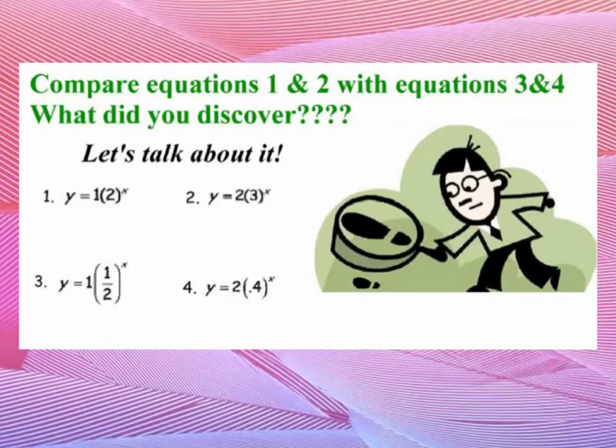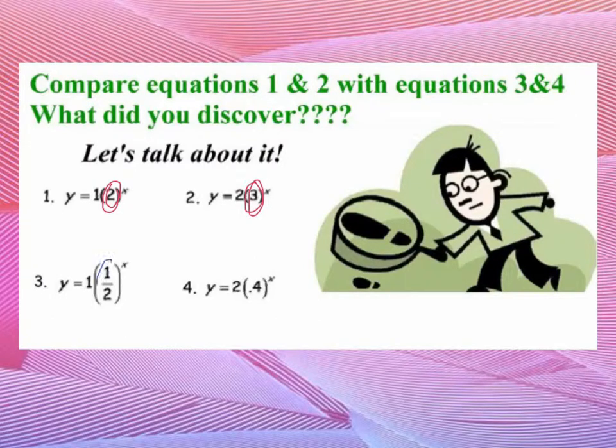Okay, now looking back at your graphs, let's talk about the comparison of equations 1 and 2 and the comparison of equations 3 and 4. What we can notice is that in equations 1 and 2, the equations had numbers bigger than 1 in the parentheses. We have 2 and 3.